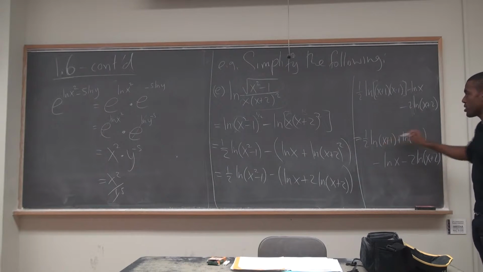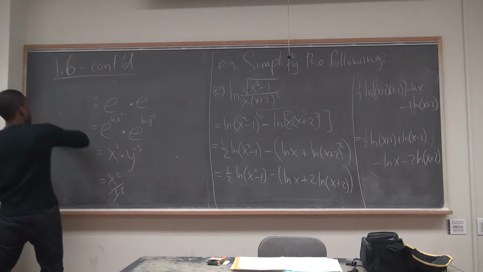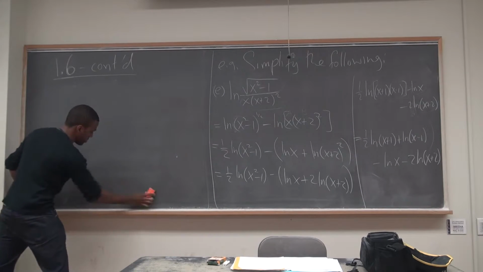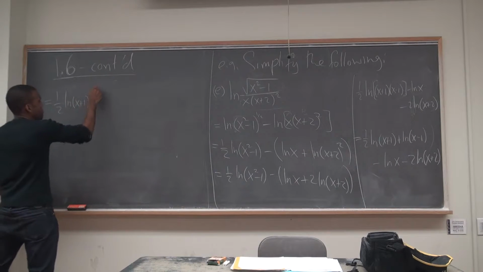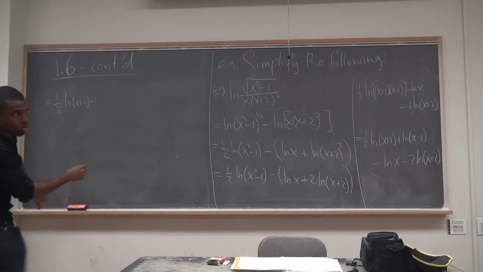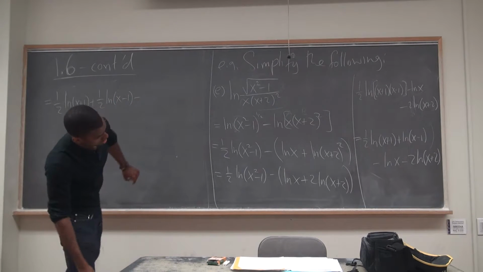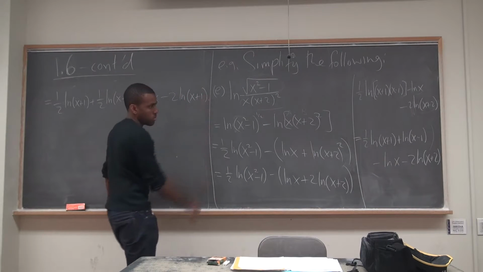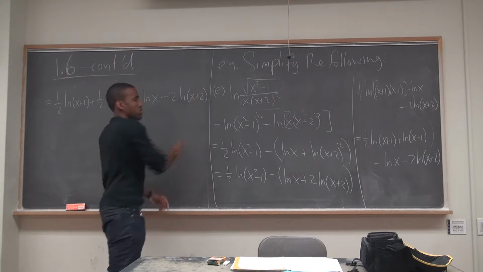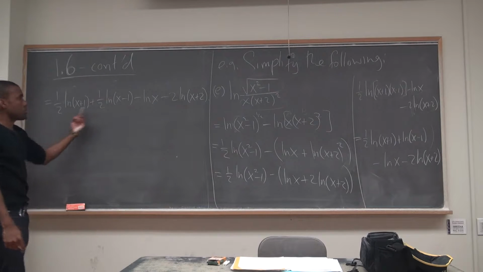Right. There should be parentheses, so technically there should be a half in front of this one as well. So one half ln of x plus 1, plus 1 half of ln of x minus 1, minus ln x minus 2 ln of x plus 1, x plus 2. Okay, and that's expanded into much simpler terms.